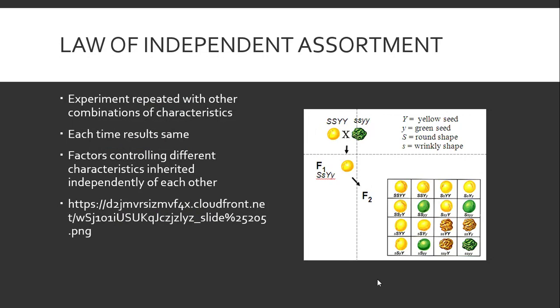Mendel continued his experiments with other combinations of characteristics, and each time the results were the same. He found 75% of one trait, 25% of the other trait. So he said the factors controlling different characteristics are inherited independently of each other. So seed color had no bearing on seed shape. They were separate traits.